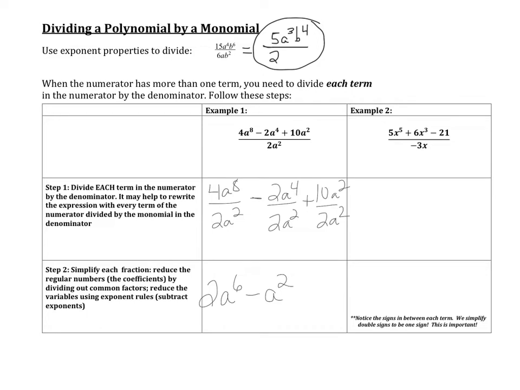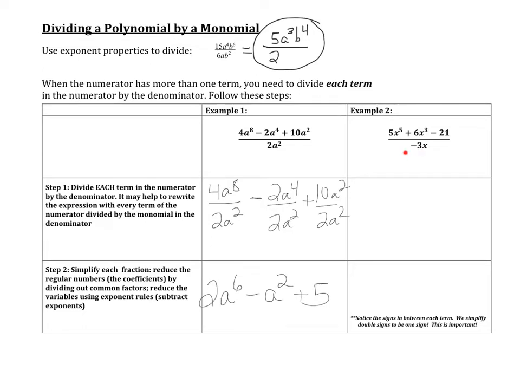And then the last term, you would do 10 divided by 2, which is 5, and a squared divided by a squared is just 1. So those cancel out to leave you with just 5. So the answer would just be 2a to the 6th minus a squared plus 5. And notice your answer is going to be 3 terms. None of those are like terms, so that's your answer. You can't combine those. So let's try the next one.